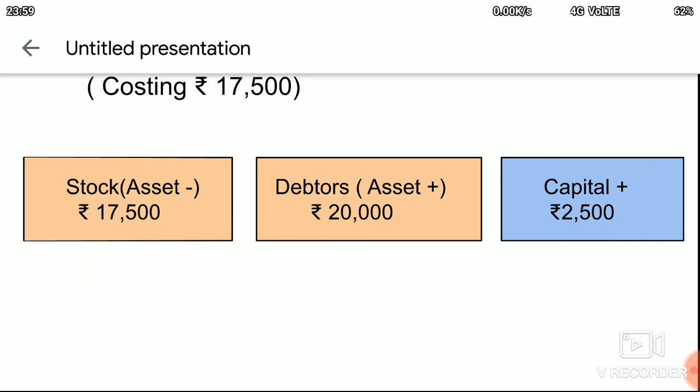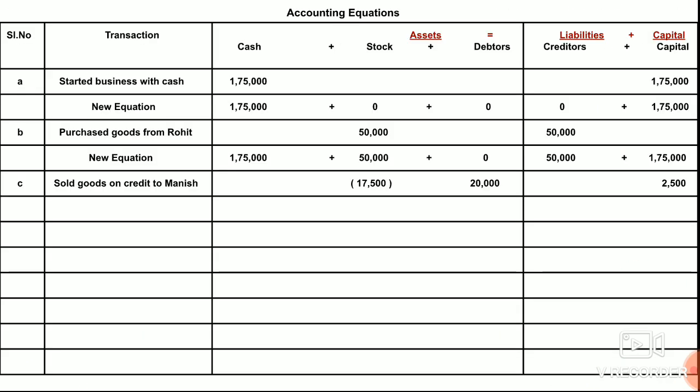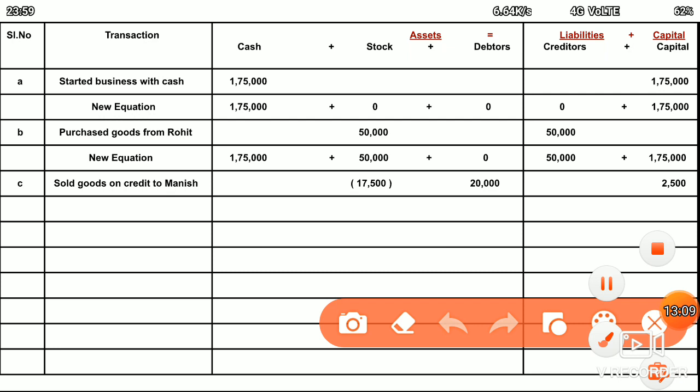So let me show you the effect in the accounting equation. So we will write C, sold goods on credit to Manish, and under stock we will decrease because goods are going out of the business and it is decreasing by 17,500. It is the cost of the goods. Then debtors will be increased by 20,000 because the debtors have to pay 20,000 rupees because the goods were sold at 20,000 rupees and there is a profit of 2,500, so the capital will increase by 2,500.